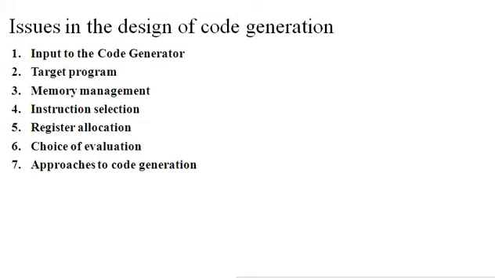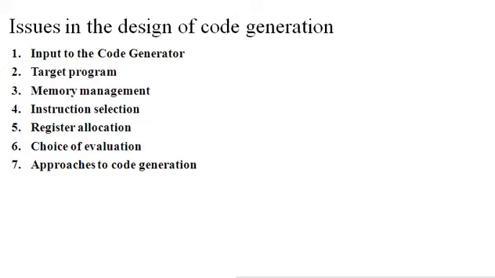Next is choice of evaluation. The order in which computations are performed can affect the efficiency of the target code. Some computation orders require fewer registers to hold intermediate results than others. Picking the best order is another difficult NP complete problem.